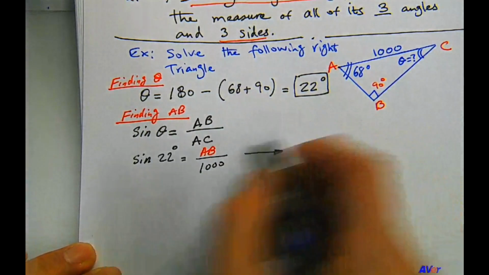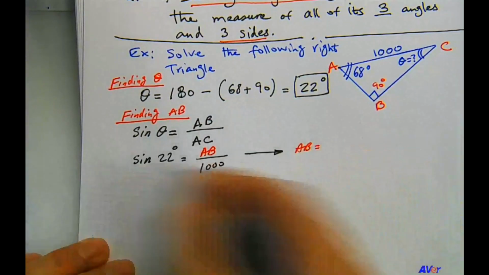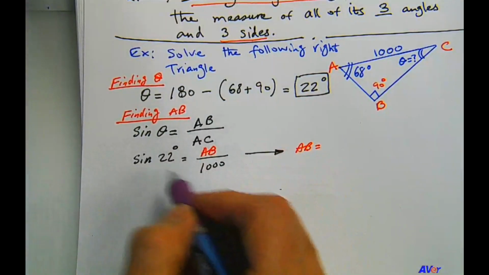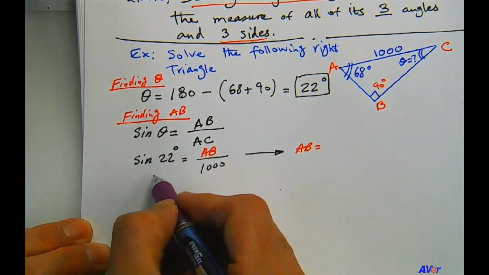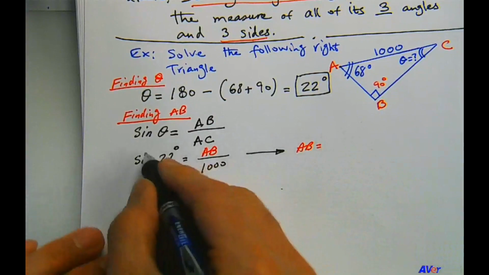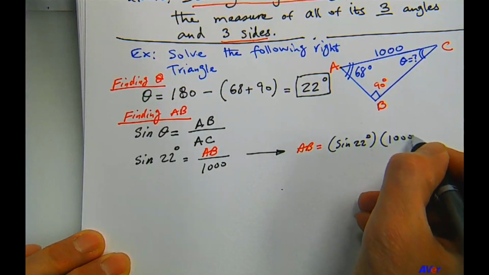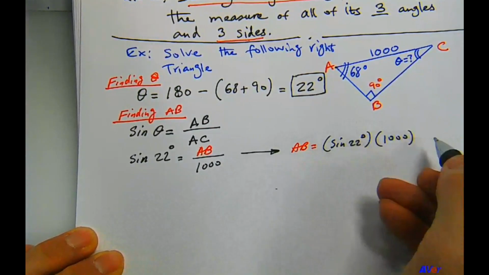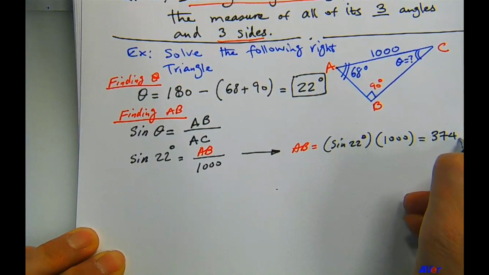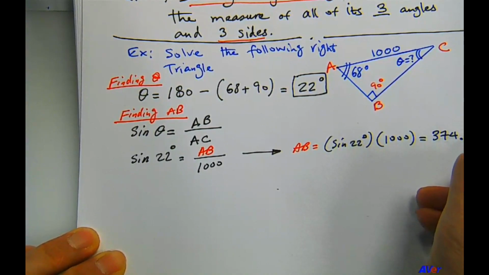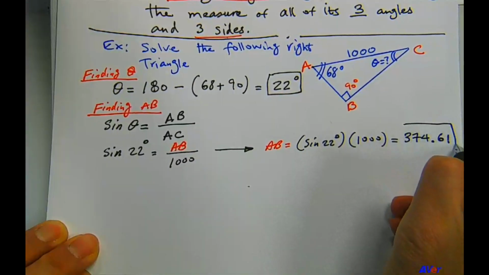Okay, so from here, we have AB, cross multiply because you have one fraction on that side and one entity on this side. We know that the denominator here is 1, so AB times 1 is AB, and then sine of 22 degrees times 1,000. Okay, we use our calculator, and I have rounded my number to 374.61. Okay, so that is the length of AB.